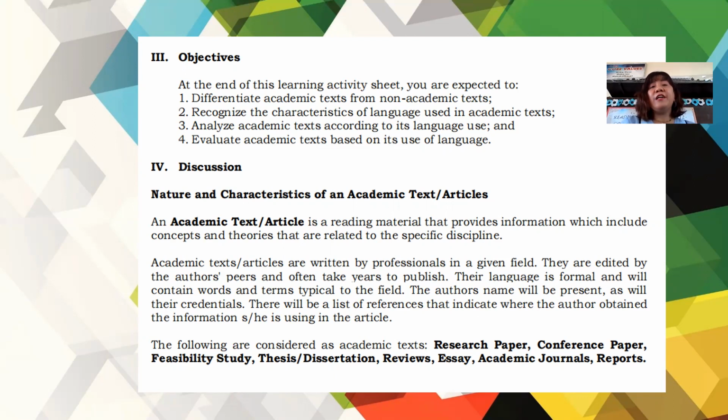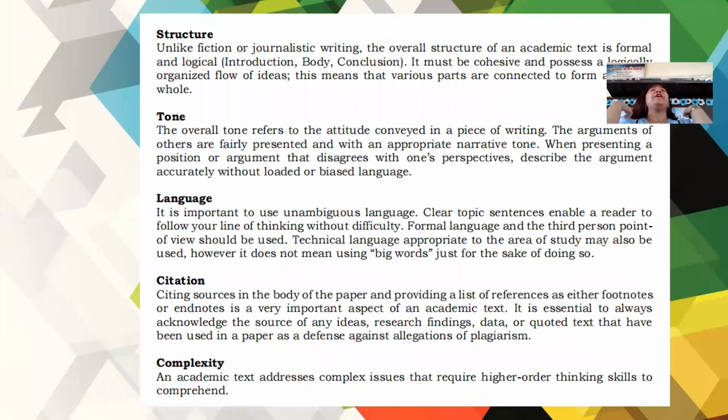But other examples are as follows too: research paper, conference paper, feasibility studies, thesis or dissertation, reviews, essays, academic journals, and reports. Now for the structure, unlike fiction or journalistic writing, the structure of the academic text is formal and logical. Well, for research paper, as we all know, we follow the IMRAD format. And what is IMRAD format? We have the introduction, the methodology, the analysis and discussion, and of course our abstract as the last part to be written in research papers.